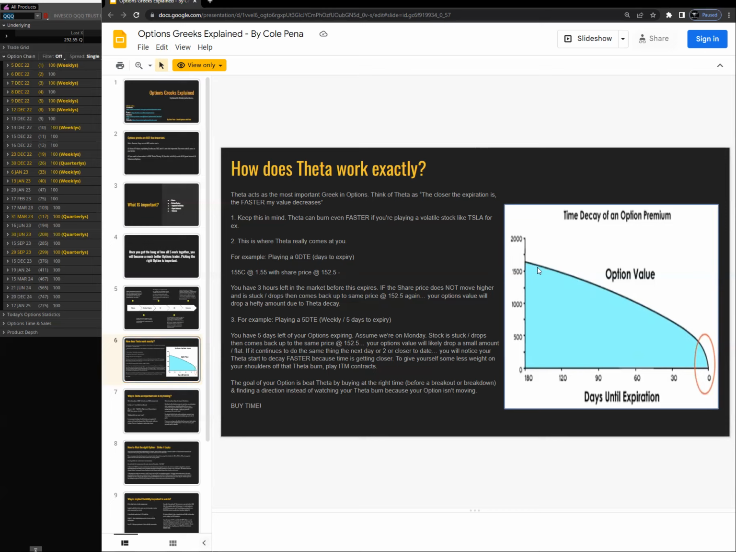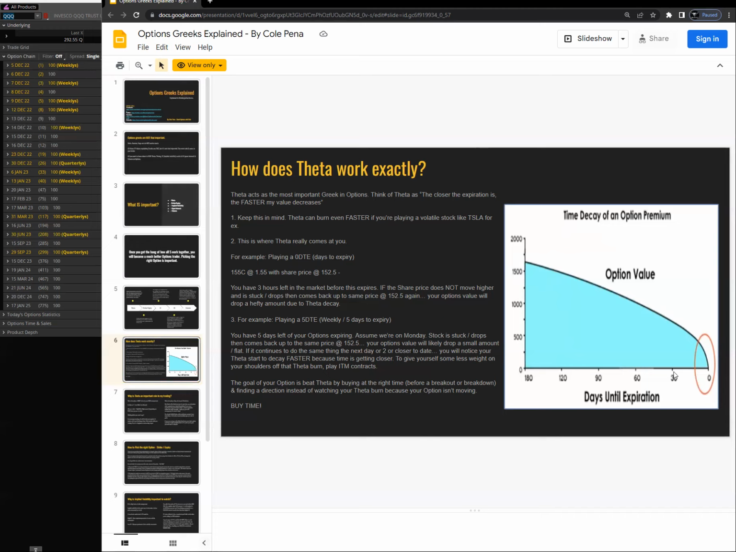So the closer you are to expiration, the faster your theta decay burns. Farther out means it's slowly decaying. Closer means it's going to be going at a faster rate. You can see how it goes all the way down to 0 from 5 days to expiration.